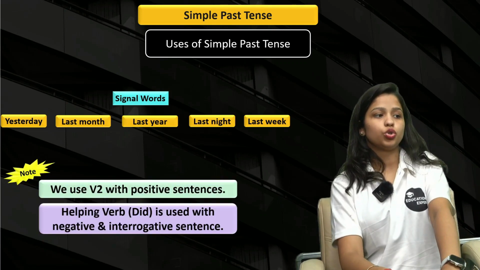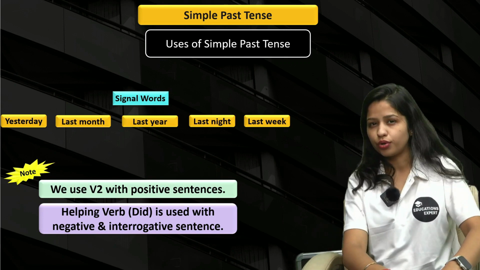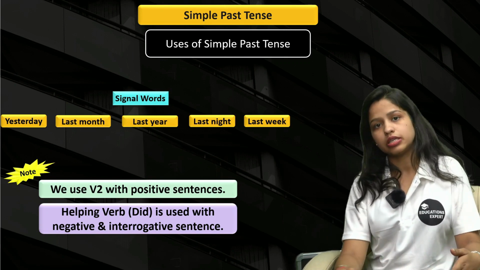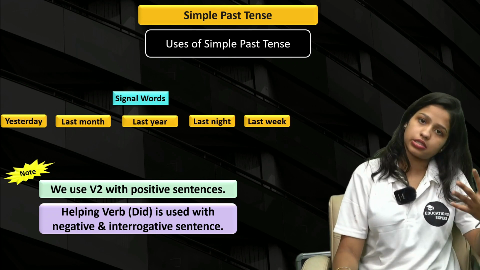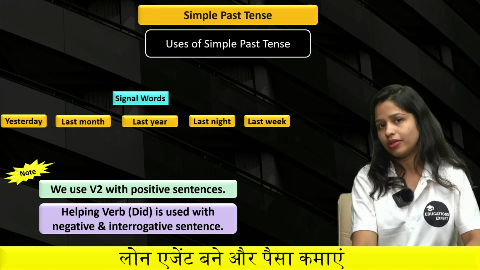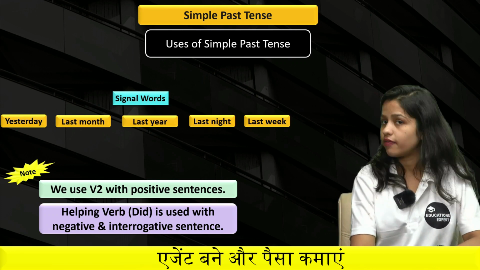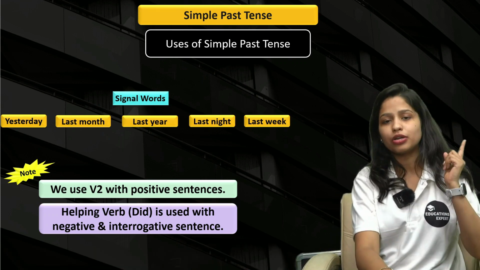Note, we use V2 with the positive sentences, right? As I've told you, apart from affirmative sentences, we use did with every type of sentence. But if we're talking about positive sentences, that is affirmative sentences, at that time we use the second form of the main verb. Clear? And the helping verb did is used with negative and interrogative sentences. Clear? I've already told you this. Now let's jump into the structures.